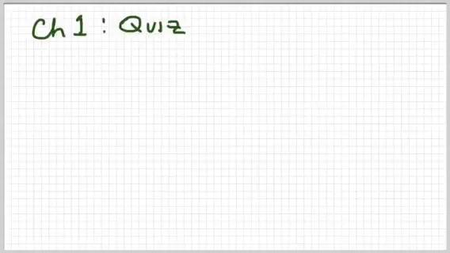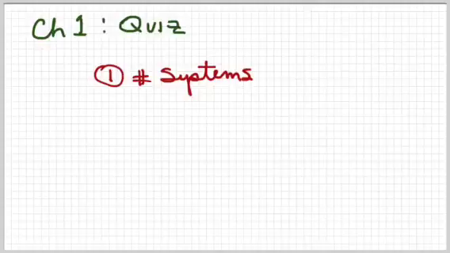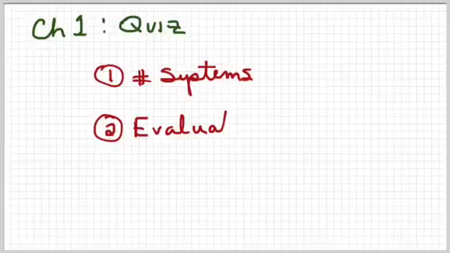The first thing you should know is your number systems. That's the chart I showed you at the beginning of the year, where we talk about the real numbers, rational numbers, irrationals, etc. So understand that. And know how to evaluate. I'll give you a quick example of that.